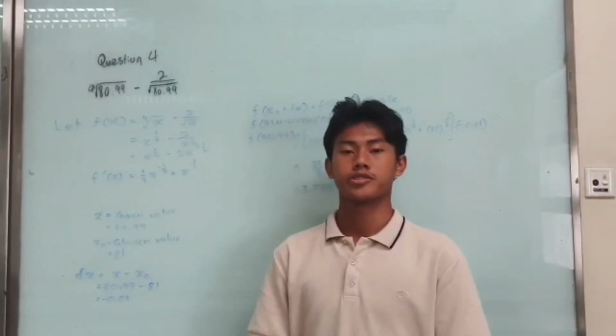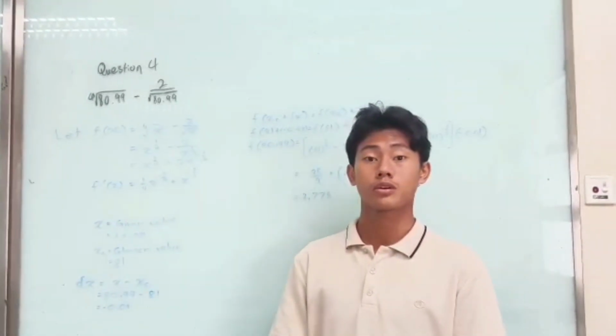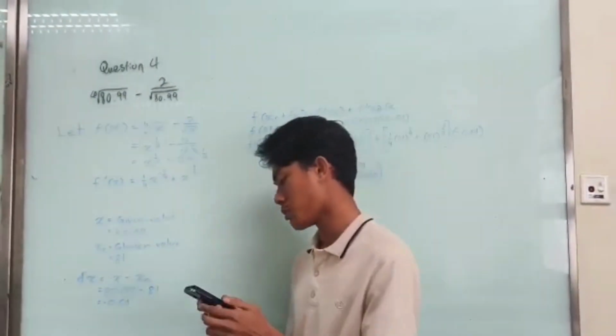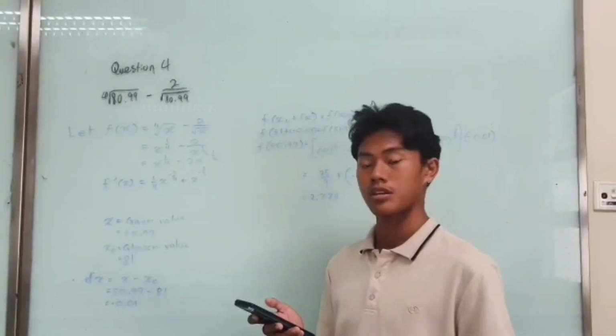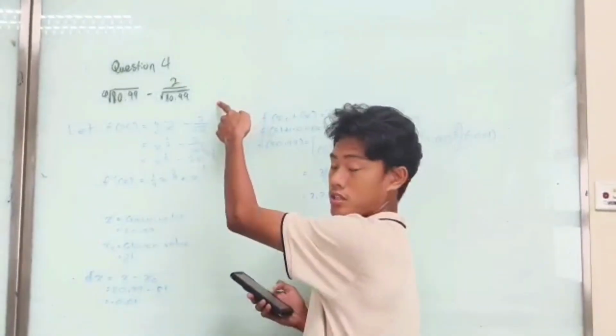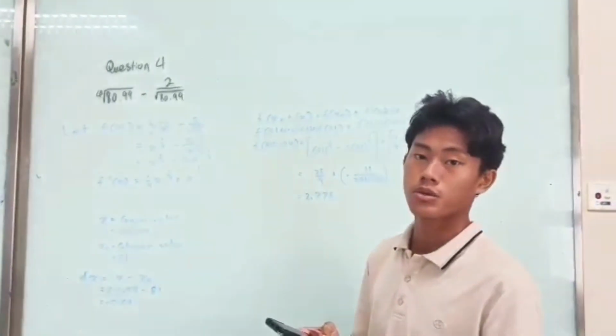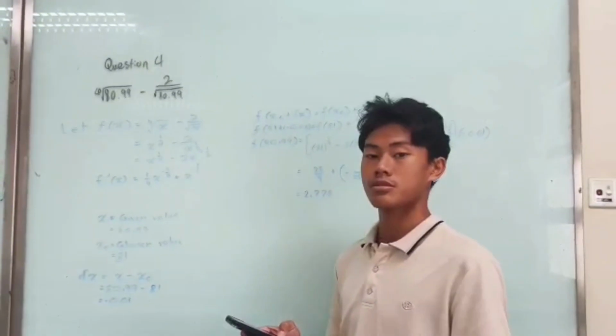Assalamualaikum, my name is Momazi. I will explain how to do question 4. So question 4, my answer was to use a linear approximation to estimate the value of this equation, and give the final answer to 3 decimal places.